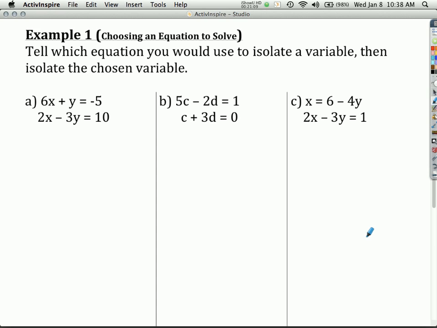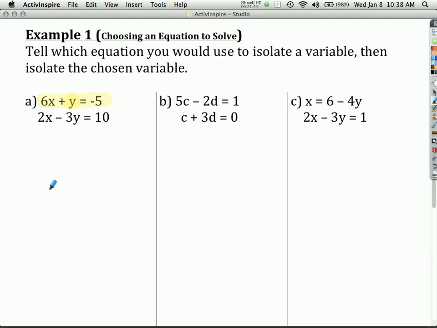So part A, the system is 6x plus y equals negative 5, 2x minus 3y equals 10. Which equation is going to be easier to isolate? Number 1 or number 2? The first one. Which variable has the coefficient of 1? The y. So you should be looking at this equation, and specifically you look right there and you say, oh, well, that makes it easy.